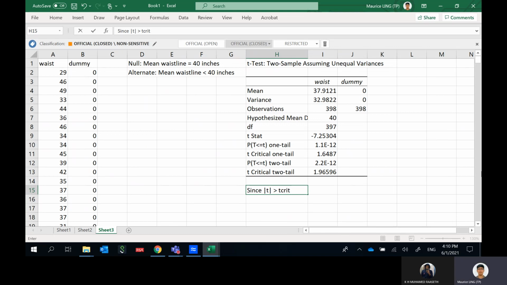Why don't you say that the t is lower than the minus t critical? Because it's not just lower. This is why, if you use the negative part of the graph, then everything flips. So why do you want to do that? That's why you use an absolute t value. It makes your life easier.